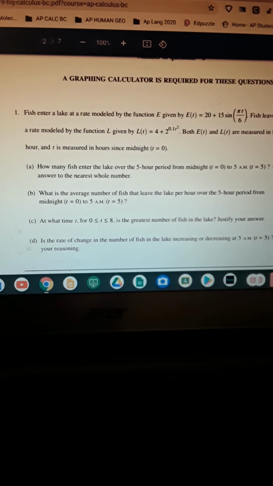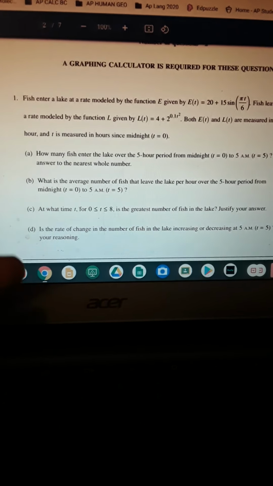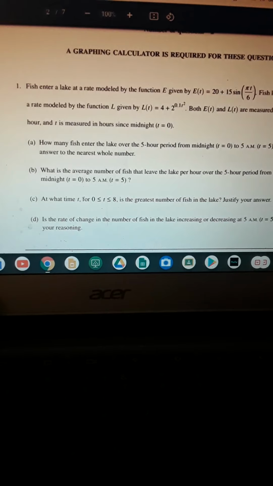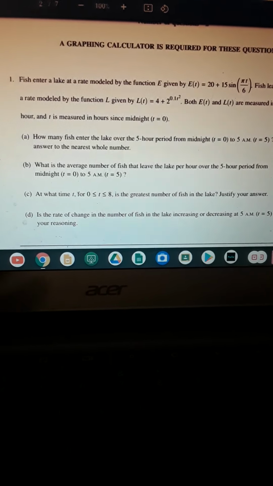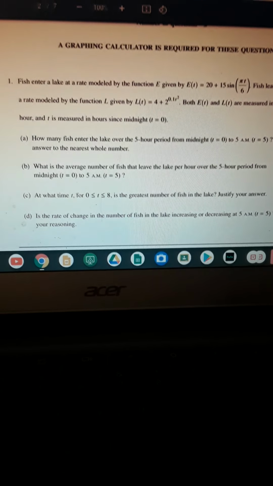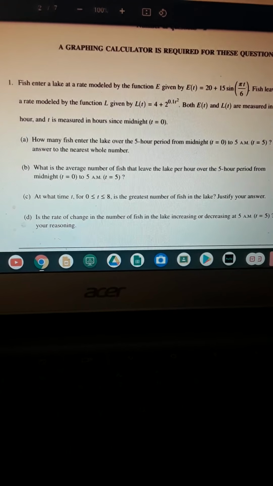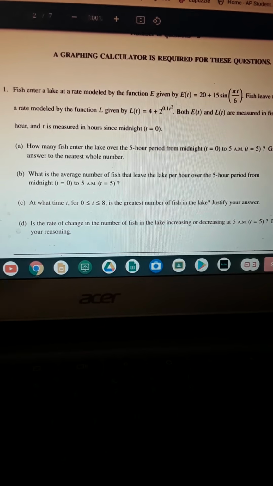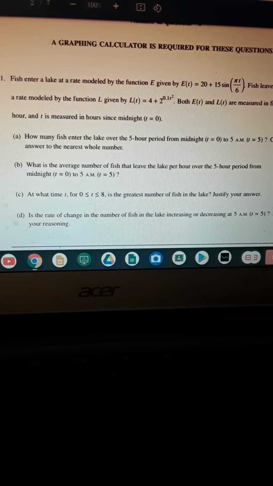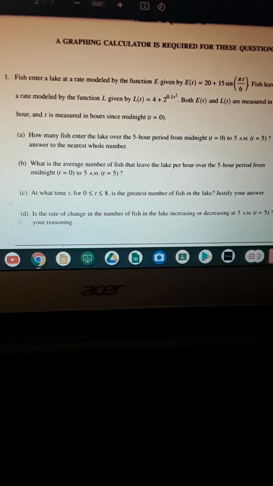Okay, hello, this is Keandra, and I'm going to be explaining how to do a free response question. The free response question I chose was the AP Calculus BC 2019 one. It's question one, and a graphing calculator is going to be required for this question.